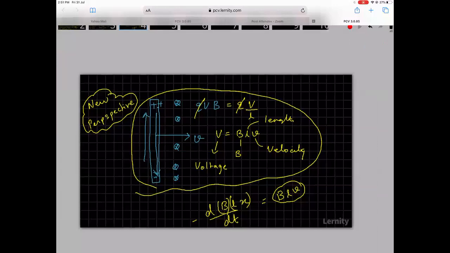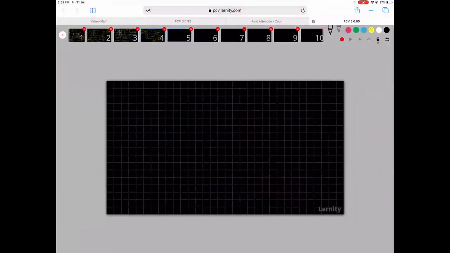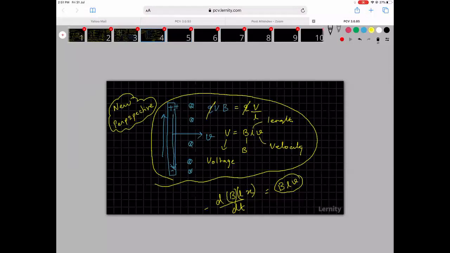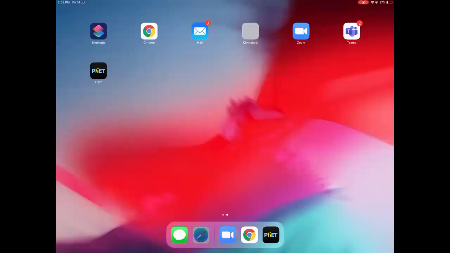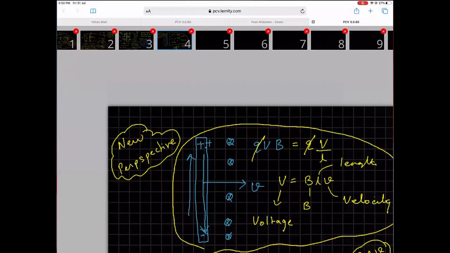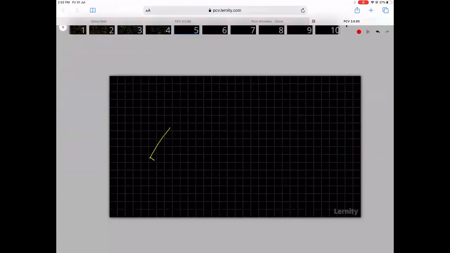So, do we understand this? If we understand this, shall we move on? Now, there are different ways in which the rod can be moved. Say, for example, this is the magnetic field. I can fix this end, and I can move the rod this way.